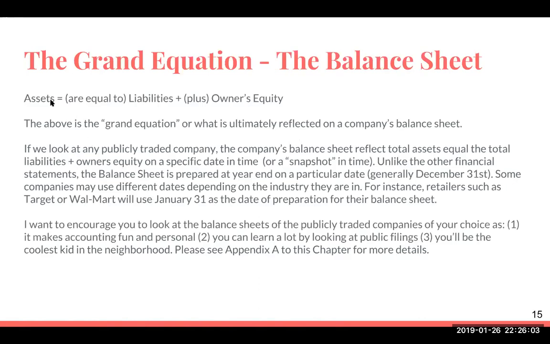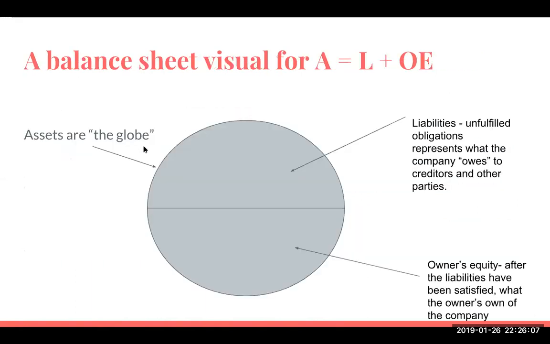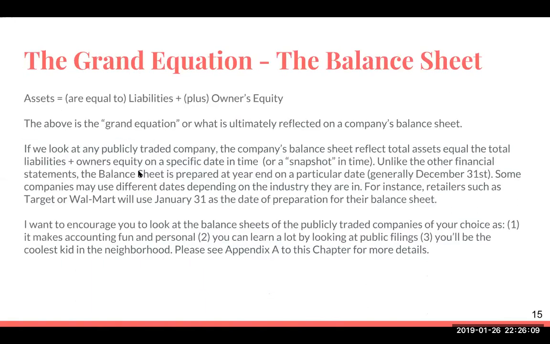When we say our assets are equal to our liabilities plus owner's equity, this is what we call the grand equation. If we look at any publicly traded company, we're going to see that the company's balance sheet reflects total assets, and this will be equal to total liabilities plus owner's equity. And the balance sheet, again, is a snapshot. It's one day.